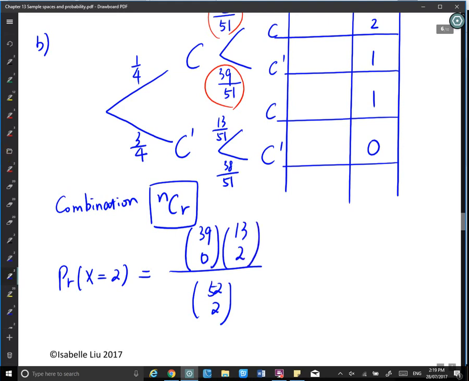I'll give you this example here. You will try to figure out what x equals 1 and what x equals 0 are. You don't really need to use the tree diagram. It saves a lot of time. I'll continue with that next lesson. You will think about that during your weekend.